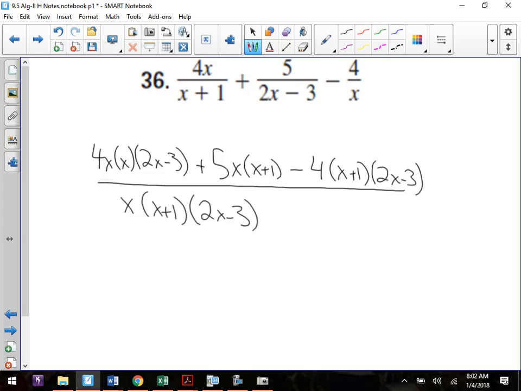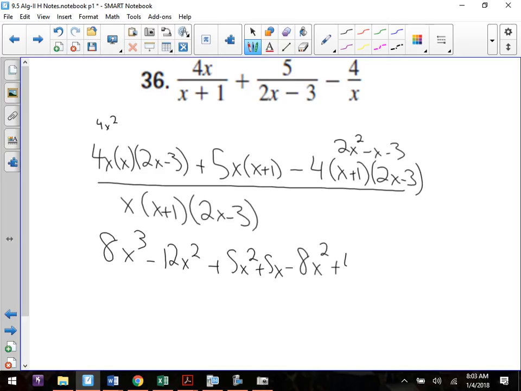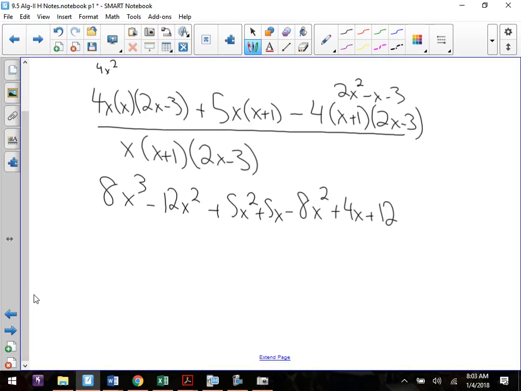Okay. So let's see, 4x squared. Into that, it's going to give me 8x cubed minus 12x squared plus 5x squared plus 5x. This is 2x squared minus 3x plus 2x, so it's minus x minus 3. Is that right? Go check that. 2x squared minus 3x plus 2x. Okay. So then we get minus 8x squared plus 4x plus 12. And a partridge in a pear tree.